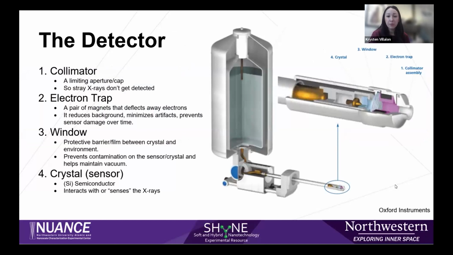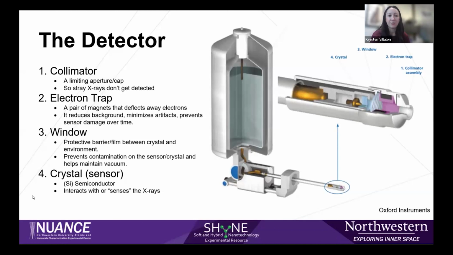You have a collimator, which is a limiting aperture, and its purpose is to limit stray X-rays so that they don't get detected in your analysis. There's also the electron trap. You can see in this diagram here, we're going in order from our collimator on the end, and then we have this electron trap just behind it. This is a pair of magnets that's going to deflect away any electrons that might try to make it into the detector. This will help reduce background, minimize artifacts, and also prevent damage on the sensor over time.